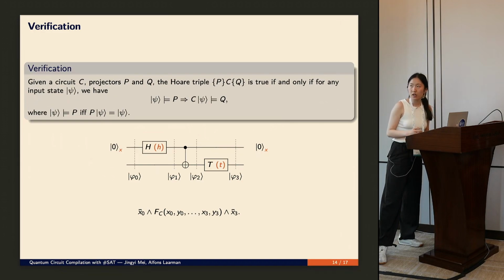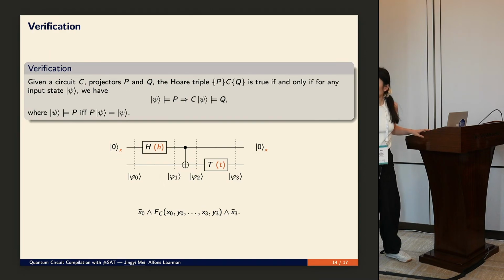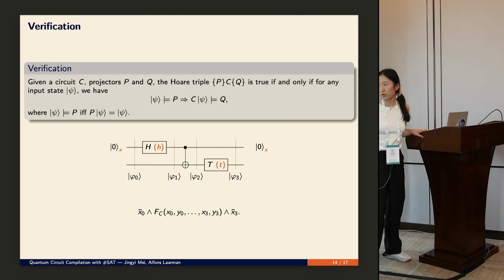And we consider a Hoare triple verification, and the problem would be if we start with a certain projector, we can encode a general projector using our encoding. And after the circuit, we want the output state to be in a certain projector, and we can also encode a projector in the output state. And the use case for this verification problem would be like quantum circuits include some ancilla qubits, and we want this ancilla qubit to start with 0 and end with 0.